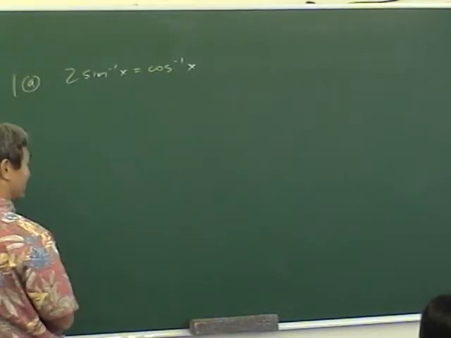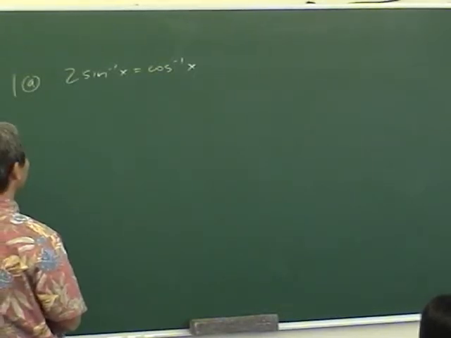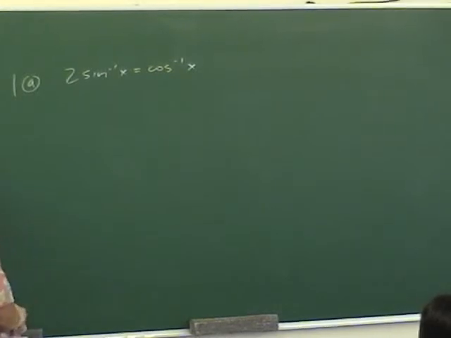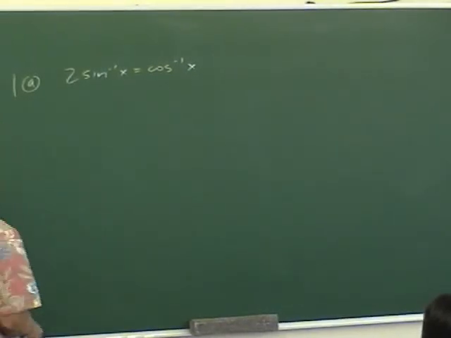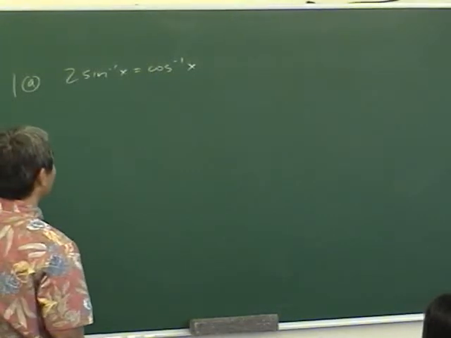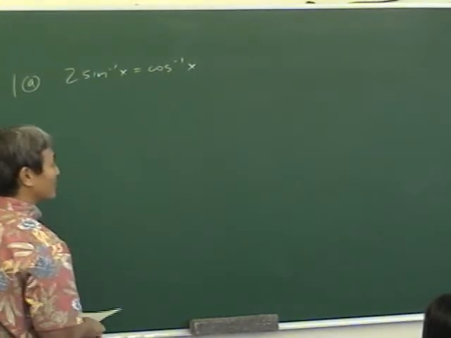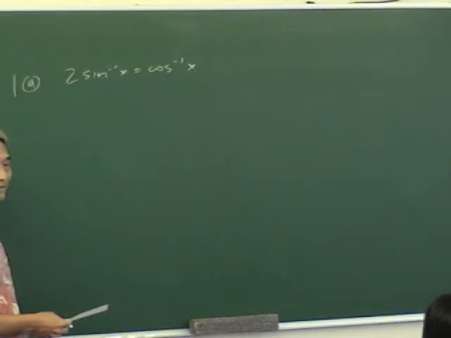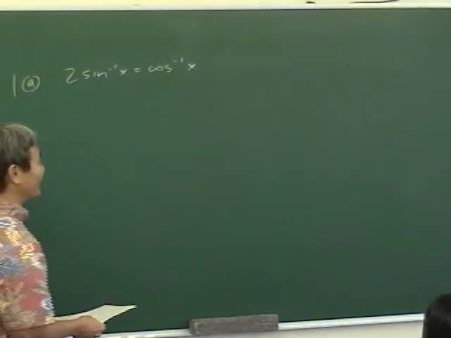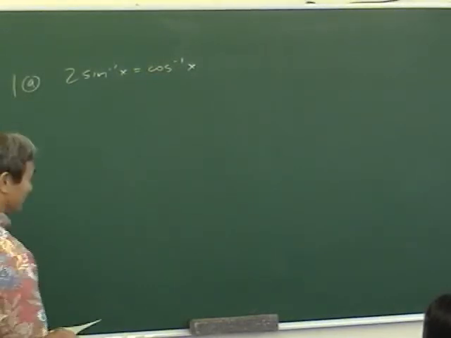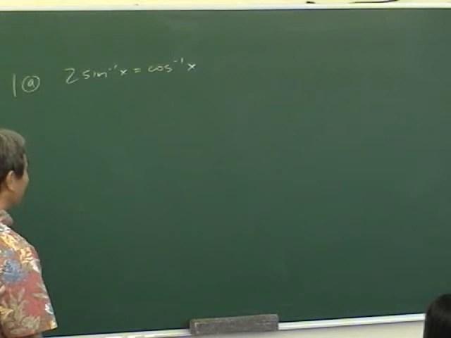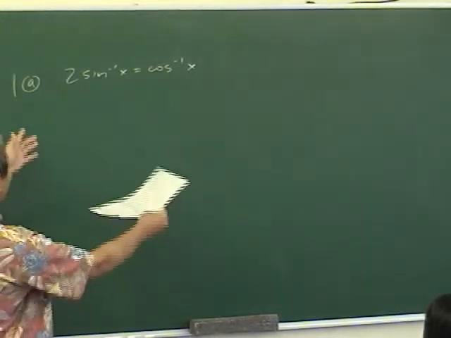So what do you think? How do you think I'm going to get rid of the inverse? You either sine, cosine, or tangent both sides. So what do you think? Well, first, we don't want to really tangent both sides, right? No. So it's a 50-50 shot in here. Do I want to sine both sides or cosine both sides? What do you think? Now look, you got to have at least some foresight.